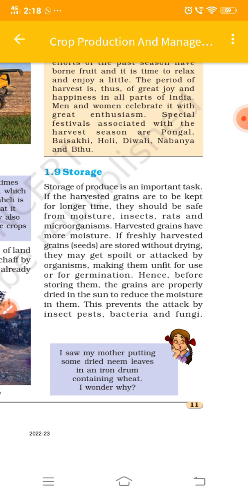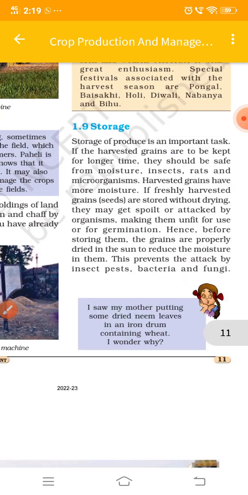So storage is done. Harvested grains have more moisture. If freshly harvested grains are stored without drying, they may get spoiled or attacked by organisms, making them unfit for use or germination. Hence, before storing them, the grains are properly dried in the sun to reduce the moisture. This prevents attack from insects. If moisture is there, then bacteria will grow. If moisture is there, then a new plant will start growing from that grain. That's why they are totally dried up.